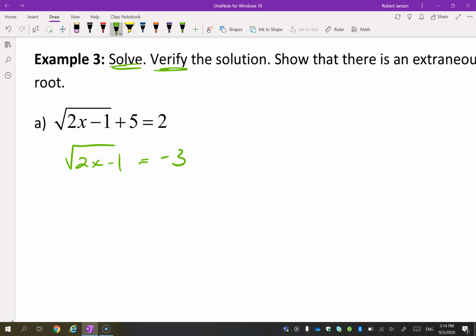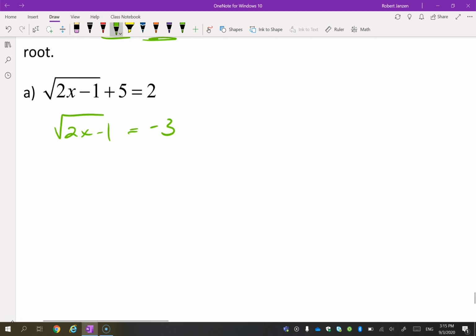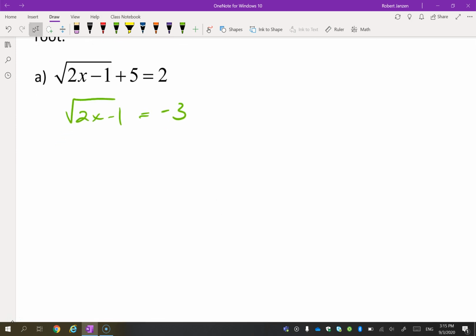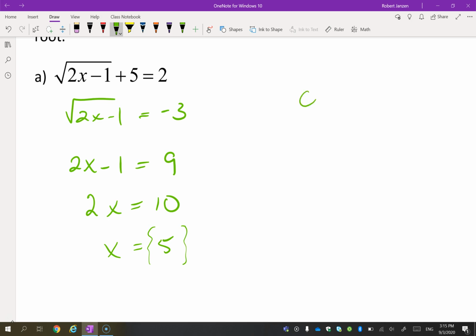Okay, and right there, as you get good at this, you may notice, wait a second, can a root ever equal a negative number? No, it can't. So maybe you're going to be sold on this and just say, no, this isn't going to work. Let's try it. I'll square both sides now. So 2x is 10, x is 5, and it seems to work. It seems to be okay because I have a solution, but let's check it.